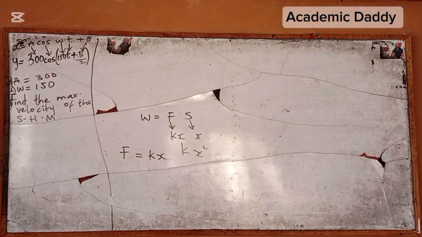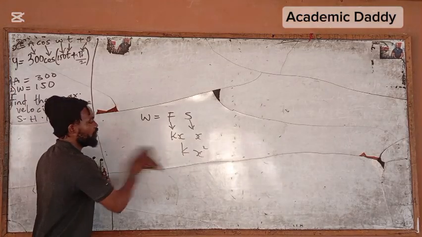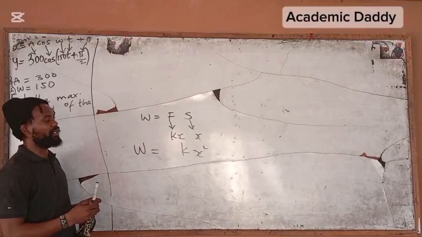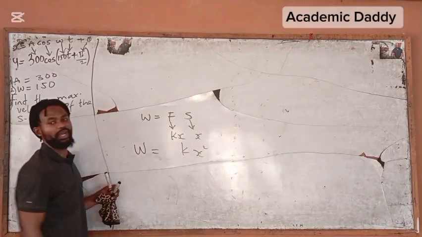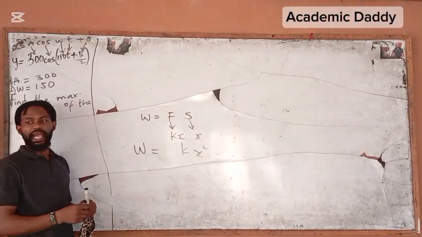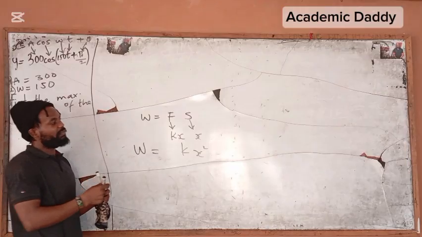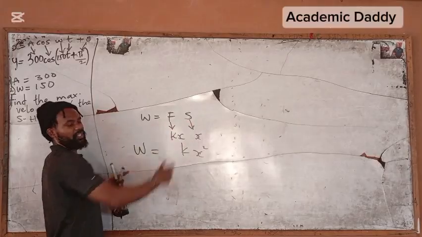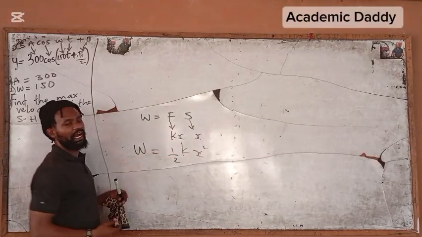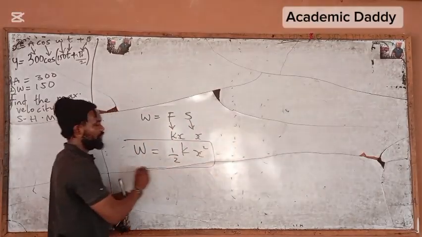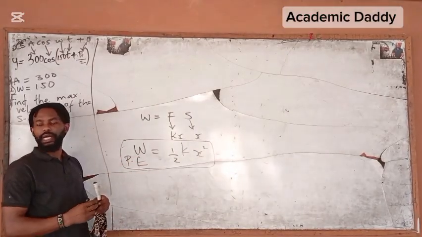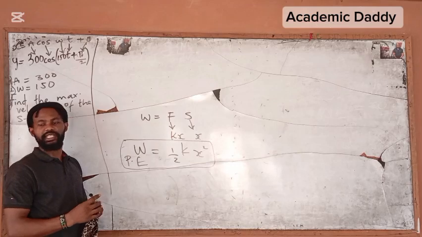Anyway, I see R, I'm calling it L. So if I know that, the work done for a simple harmonic motion is going to be kx squared. But because of the variation in this force and this displacement, I will introduce what I call half of it. And this formula you see now is what we call the potential energy of a simple harmonic motion. Half kx squared, that is how they get it.